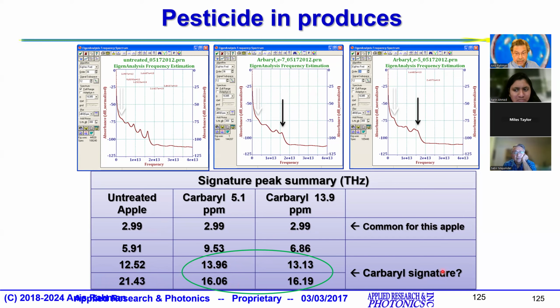So this kind of shift is not changing because of the carbaryl concentration. It is specific to the carbaryl chemical. Therefore, you get it at the same region. And that can be a signature of the presence or absence. If we see these peaks, then we can say, okay, carbaryl is here. If we don't see those peaks, it is not there. So that's another way of utilizing this spectroscopy.